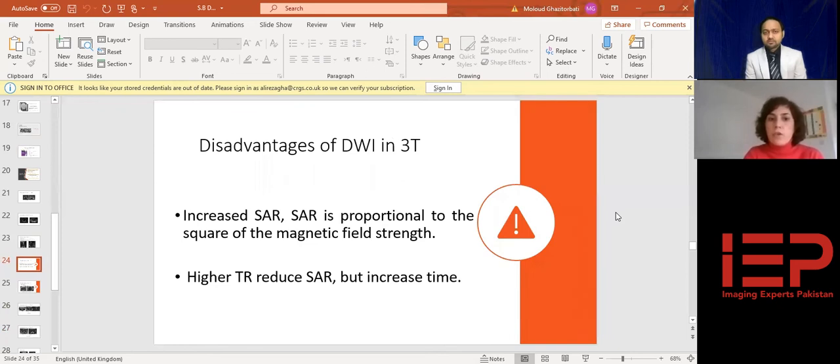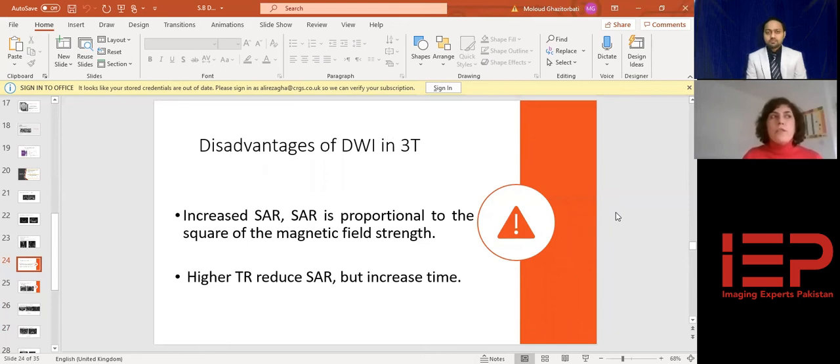One is SAR; the SAR is higher. But at least as a GE user, I can see GE is introducing new techniques which can reduce the SAR. We're using higher TR to reduce SAR, and also, because of parallel imaging, generally you can use a higher factor in 3T. As you know, if you're using parallel imaging, you're losing some signal. And that's why it's important which factor you're going to use.